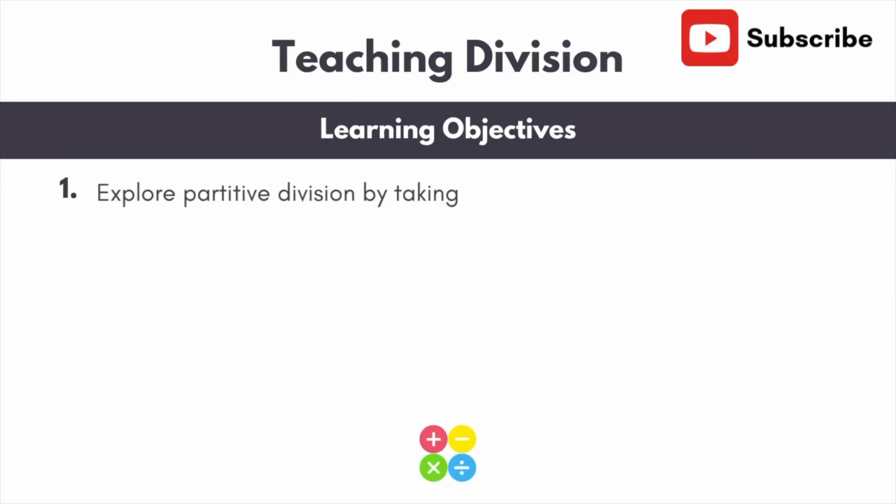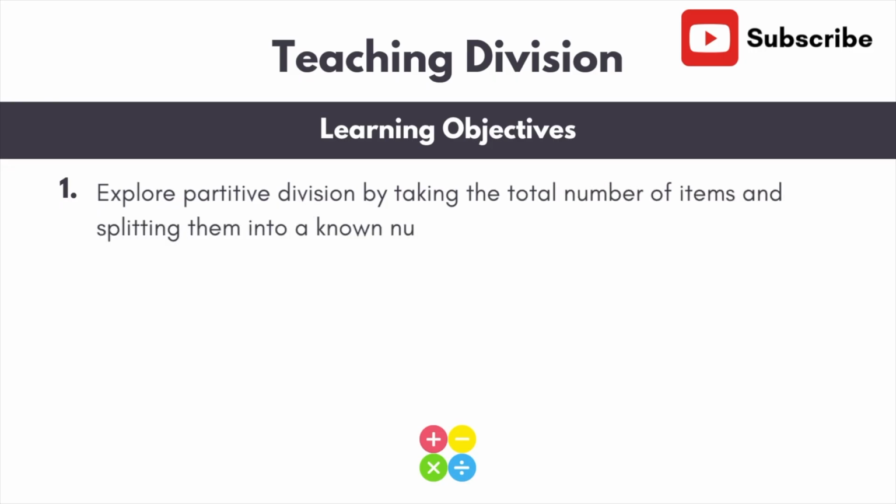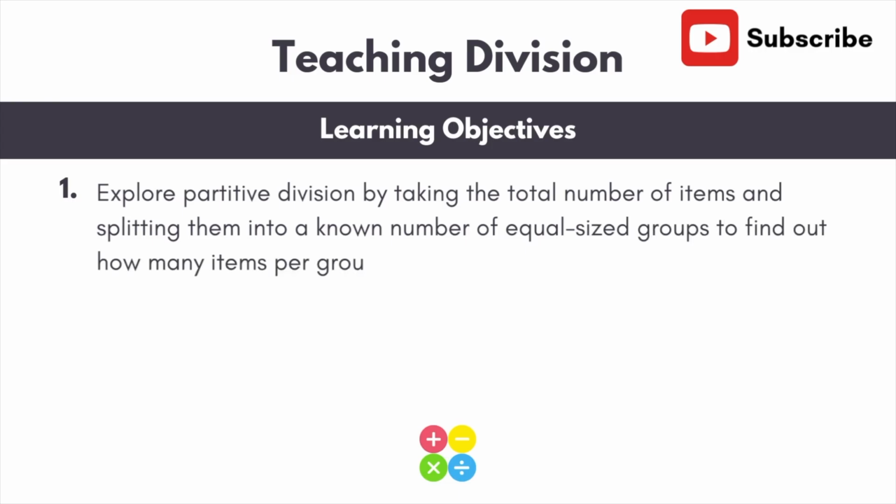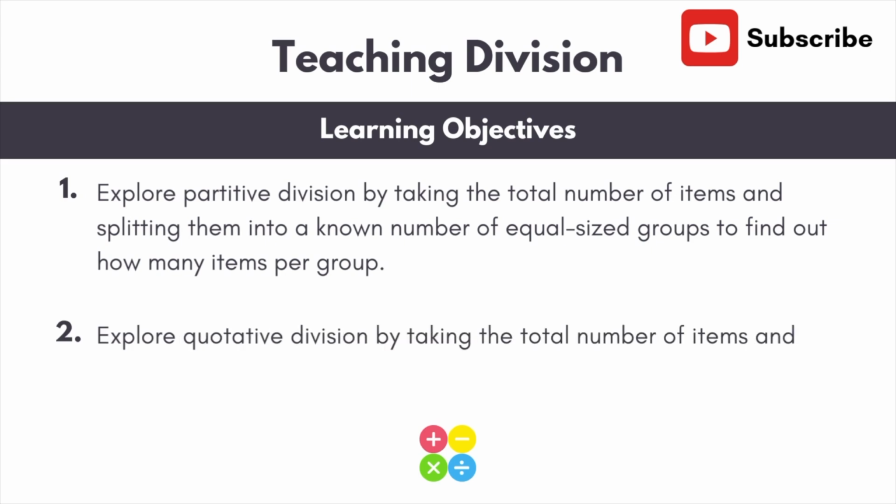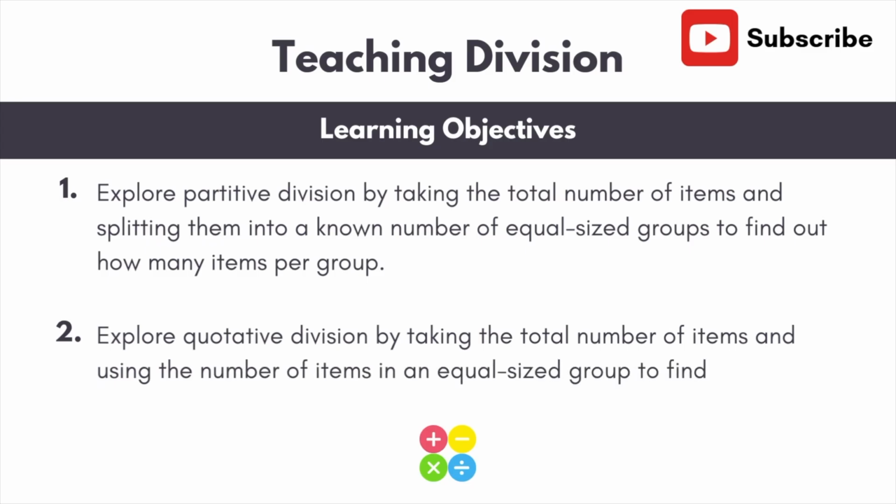Let's take a look at our learning objectives. We're going to explore partitive division by taking the total number of items and splitting them into a known number of equal-sized groups to find out how many items per group. The second learning objective is to explore quotative division by taking the total number of items and using the number of items in an equal-sized group to find out how many groups can be created.